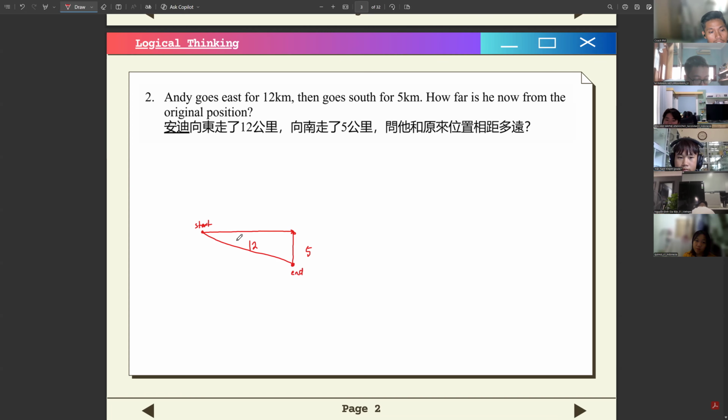Now this is what? East and then south. It forms a right angle. This is 90 degrees, right? So this is a right triangle. So we can use the Pythagorean theorem.